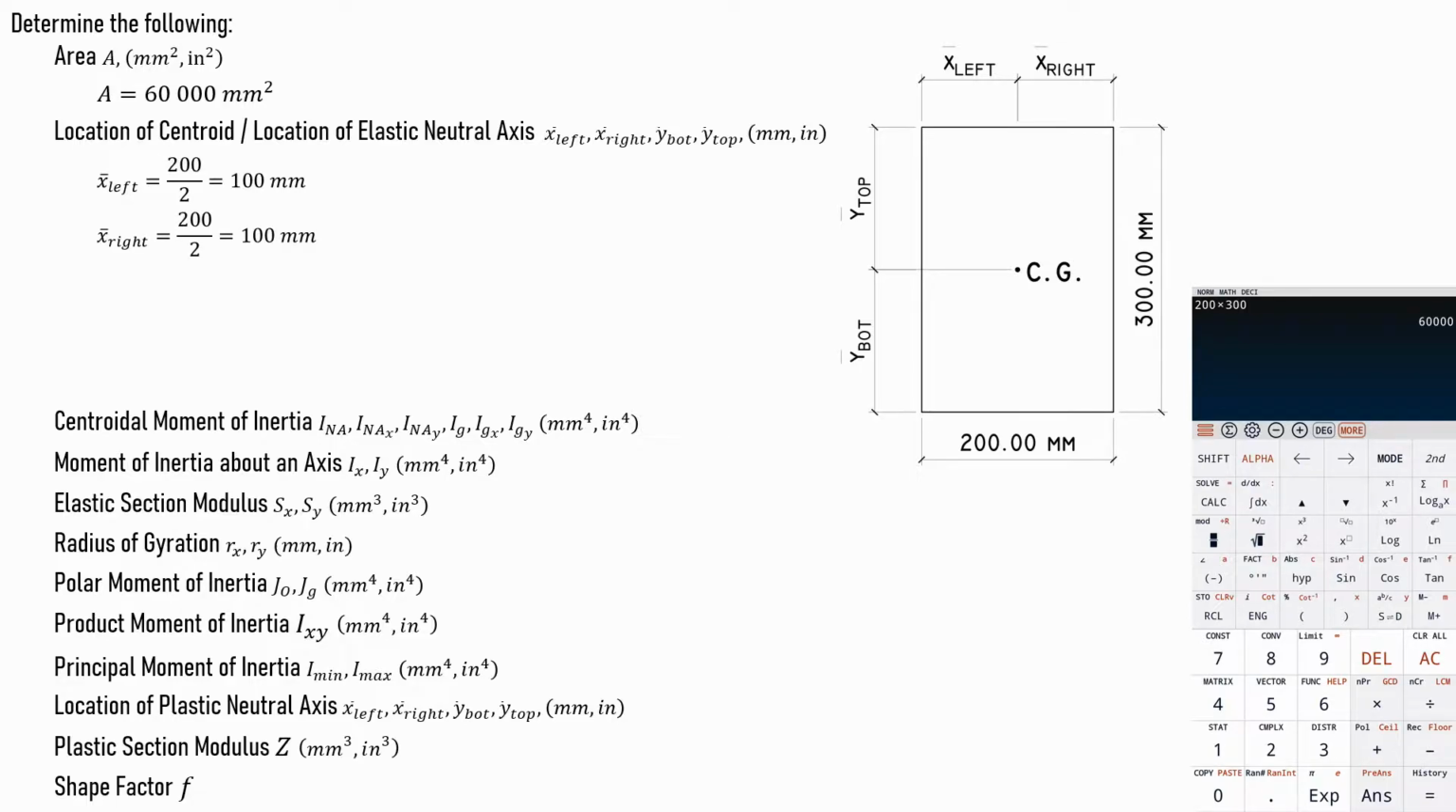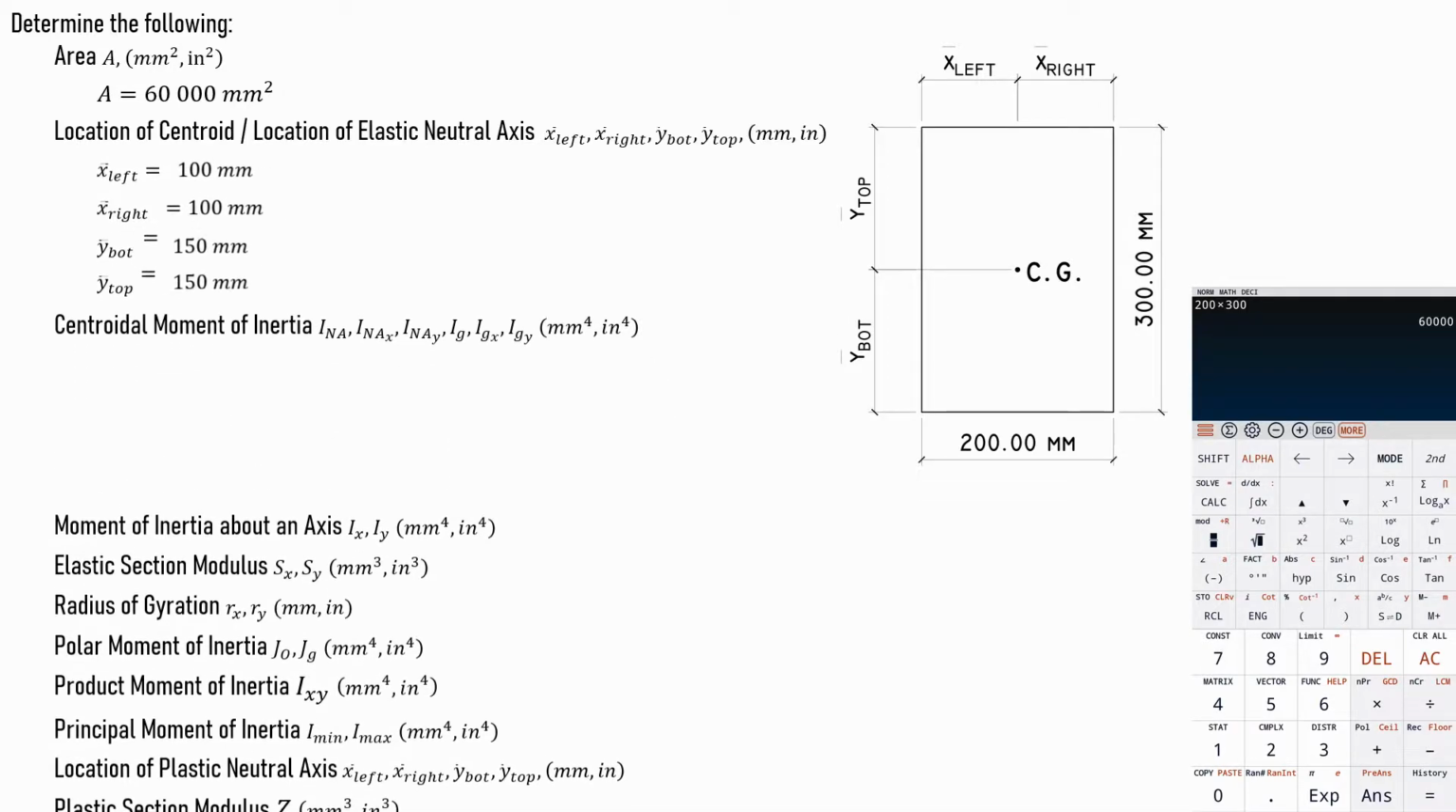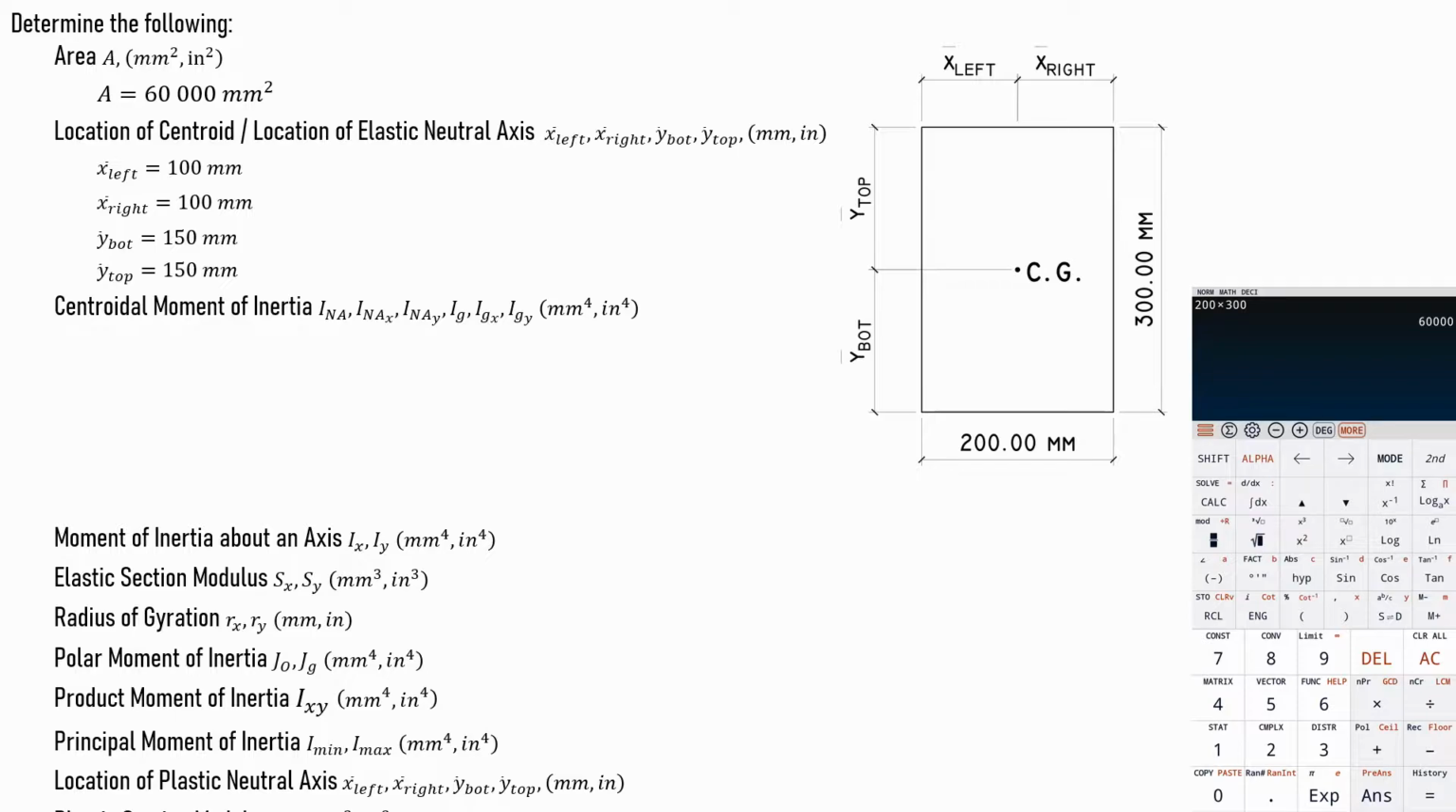X bar right naman, kalahati rin ng 200, so 200 over 2, which is 100. Y bar bot, kalahati ng 300, so 150. Y bar top, kalahati ng 300, 150 rin. So madali lang, di ba? So marami na tayong sagot.